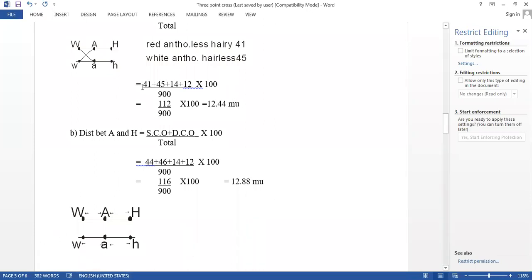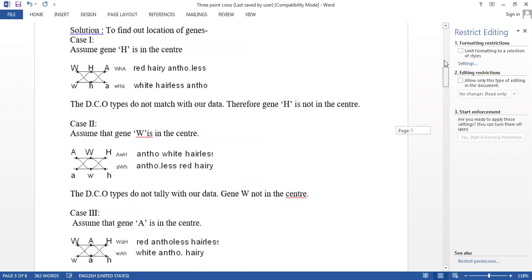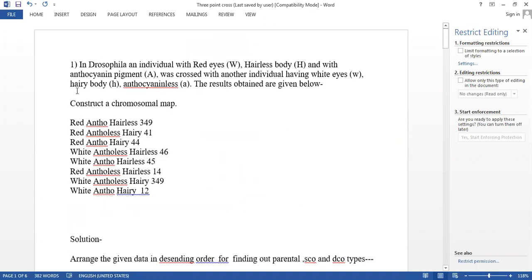Now in this, I have not shown the cross here. You have to write it on your own. Here you have to show a cross between A and H. Where do you have to show the cross instead of here? Between this and this. And then write the genotypes, write the phenotypes. You will get 44 plus 46. That thing I have not written here. Please do it in the journal. So this is problem number 1, 3-point cross. Find out the chromosomal map.